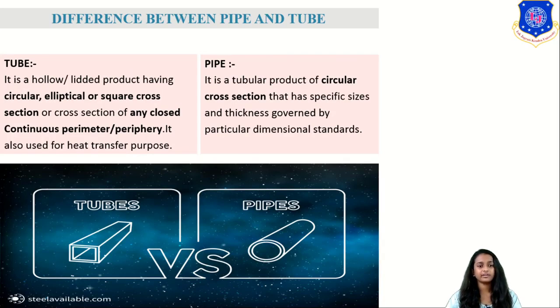So pipe and tube are different because a tube is a hollow leaded product having a circular, elliptical, square, rectangular, or any shaped cross-sectional area with a continuous periphery, and a pipe is a long hollow tube having only a round cross-sectional area.